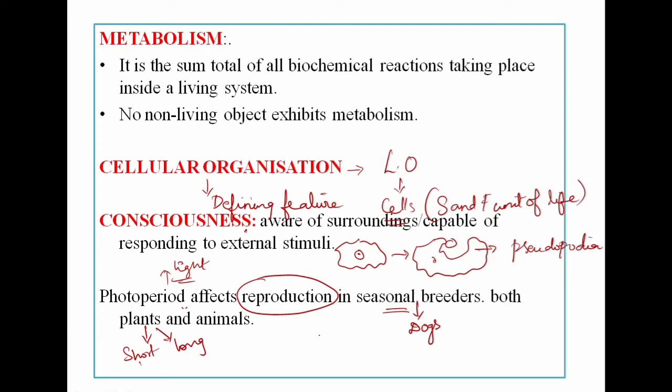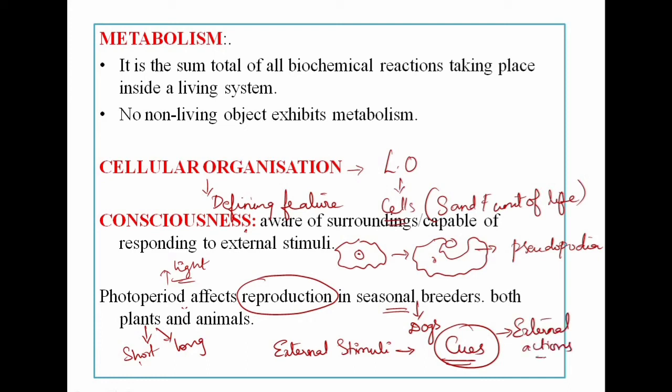So whether it is a unicellular organism or a multicellular organism, consciousness, that is responding to the external stimuli, is also called environmental cues. We use the word cues, which means external actions, okay. So actions which we receive from the environment are called cues. So we respond, whether it is a unicellular or a multicellular organism, all living organisms respond to the stimuli, okay. So this becomes one of the defining characteristics or defining features. Consciousness is also a defining feature, okay.